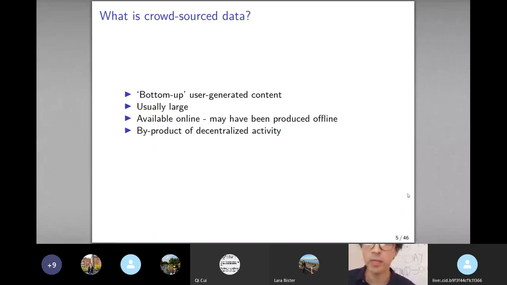And the example that we're going to see at the end of this lecture, the family trees, the crowdsourced genealogies, is a good example of how a combination of offline and online resources came together to produce a product that is purely digital and crowdsourced now. We're going to start now with some purely online examples of crowdsourced data.